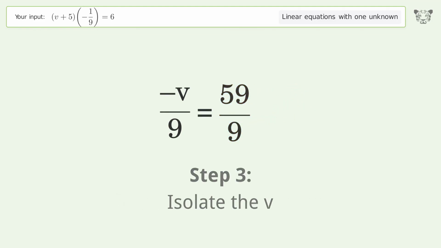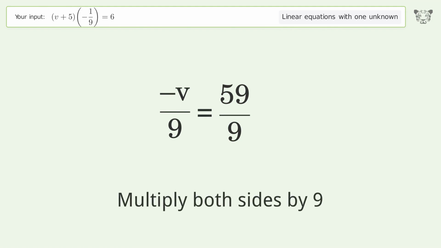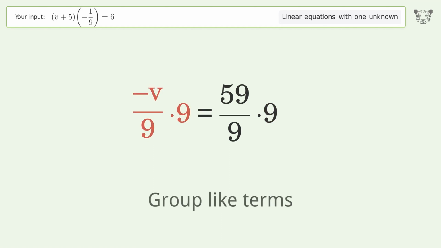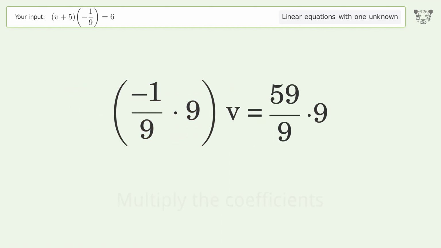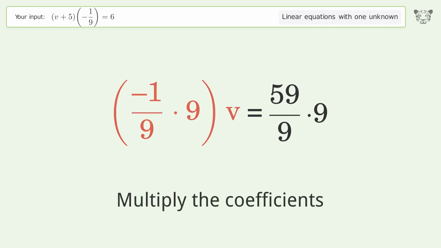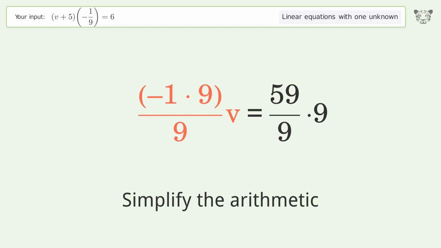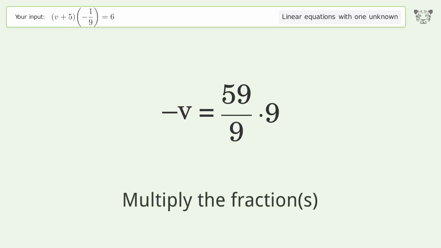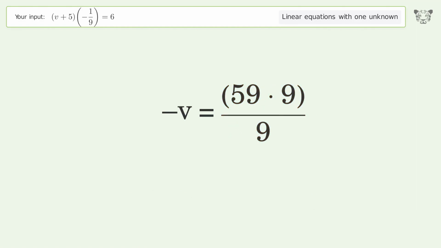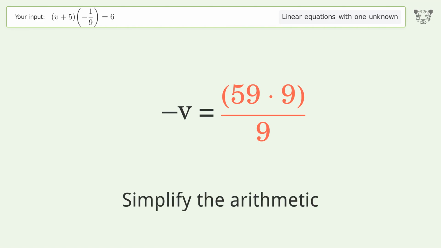Isolate the v. Multiply both sides by 9. Group like terms. Multiply the coefficients. Simplify the arithmetic. Multiply the fractions. Simplify the arithmetic.